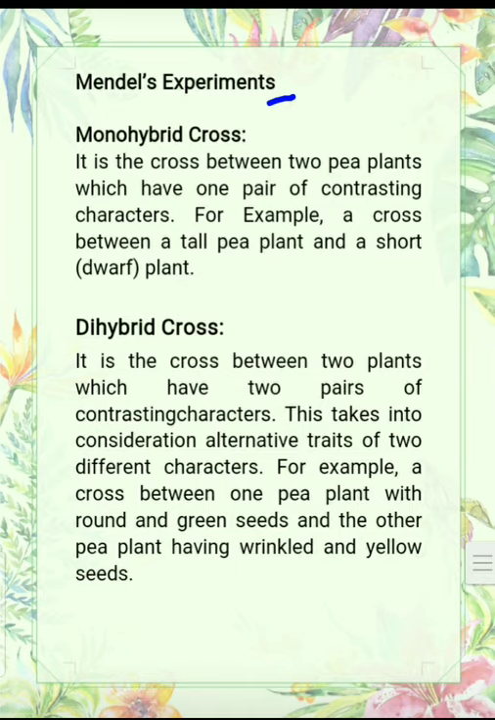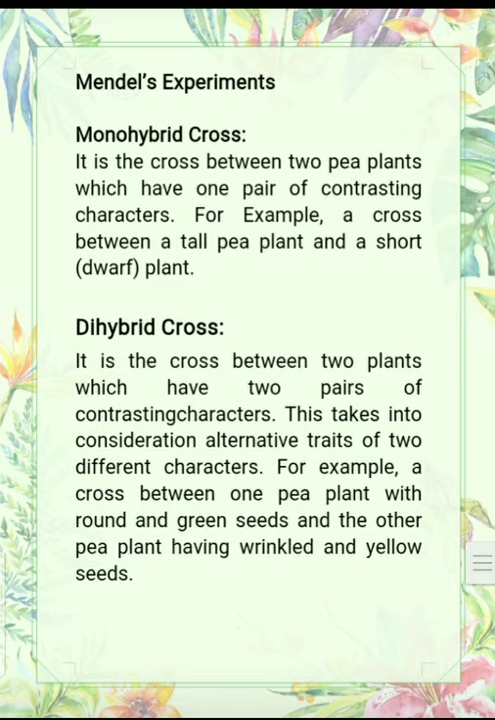First of all, we have to know the meaning of monohybrid and dihybrid cross. So what is a monohybrid cross? It is the cross between two pea plants which have one pair of contrasting characters, or you can say the cross in which we study only one character. For example, a cross between a tall pea plant and a short plant. So here height is the only character. Some plants are tall and some are dwarf. So this is the cross. This cross is known as a monohybrid cross.